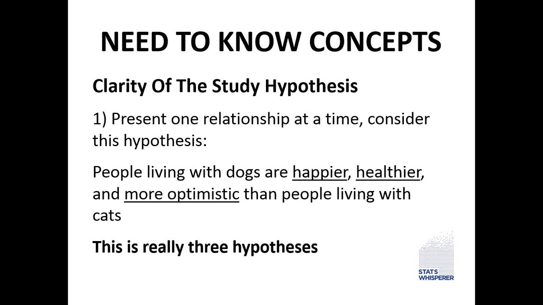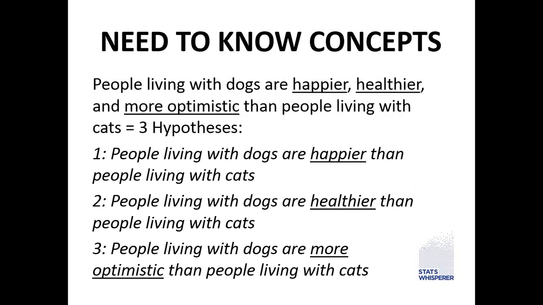Now, if you think about it, this is really three hypotheses. We always want to be able to say if a hypothesis was supported or not supported by the data. But if we have three rolled into one, we can't say that because some might be supported and some might not be. So if we really break these down, we could see the three hypotheses. The first one, people living with dogs are happier than people living with cats. People living with dogs are healthier than people living with cats. People living with dogs are more optimistic, right? So through this way, you could say if each one is supported or not supported, right? So that first sentence was really three hypotheses in one, which is not what we want.